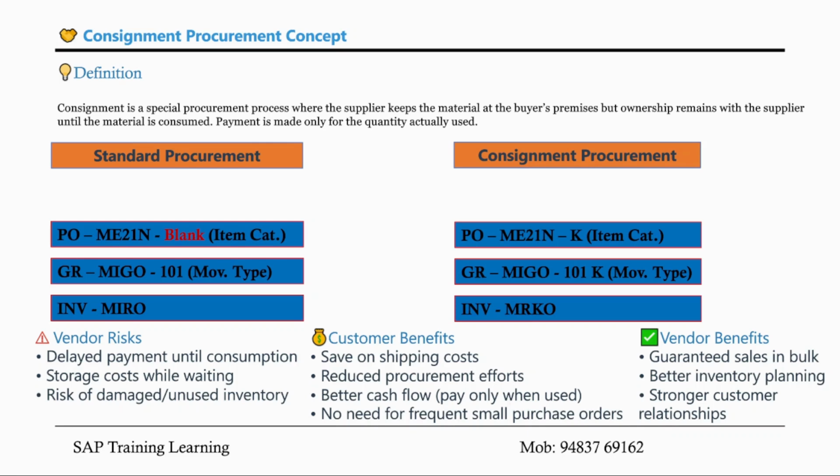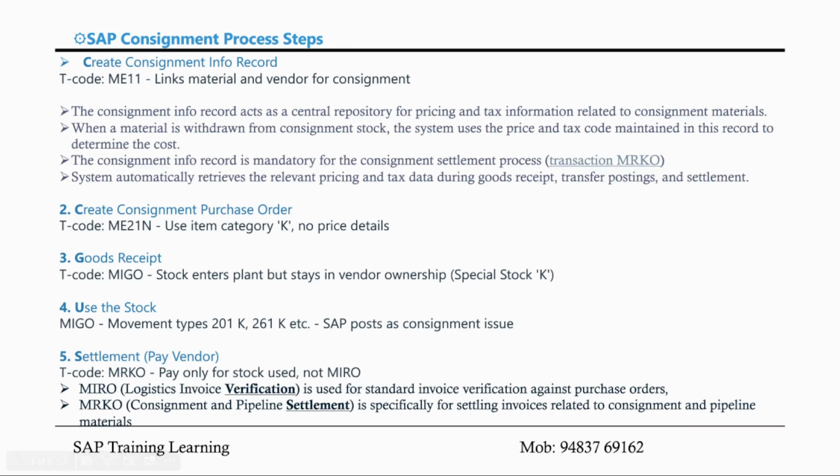To understand this consignment procurement type further, one more step is mandatory, that is the consignment info record, which is mandatory in consignment procurement type. Just keep this in mind. We will discuss it in detail in the next slide. Now let's understand the consignment process steps.